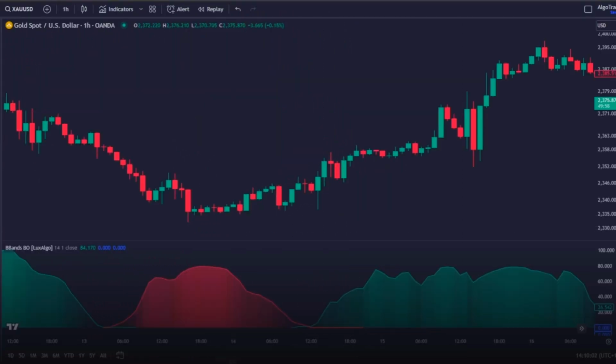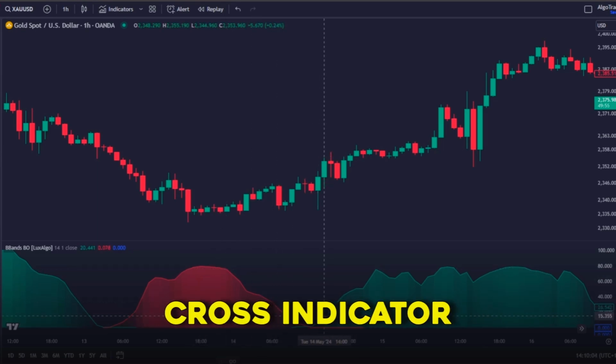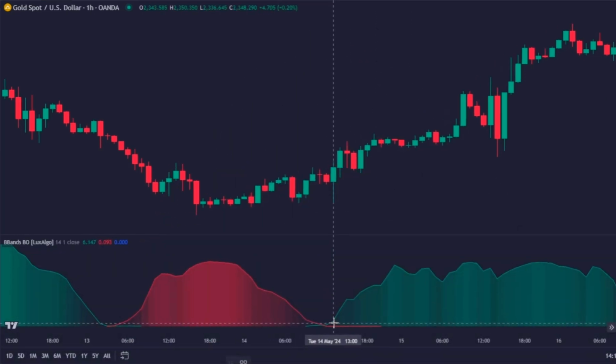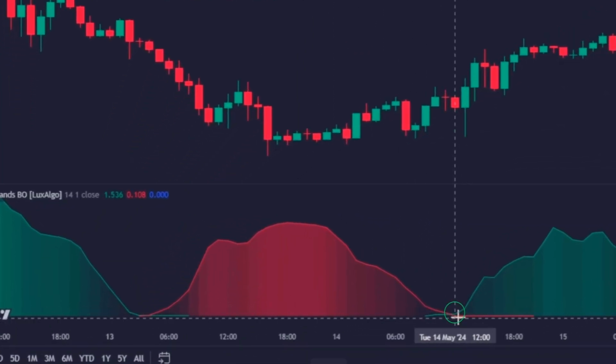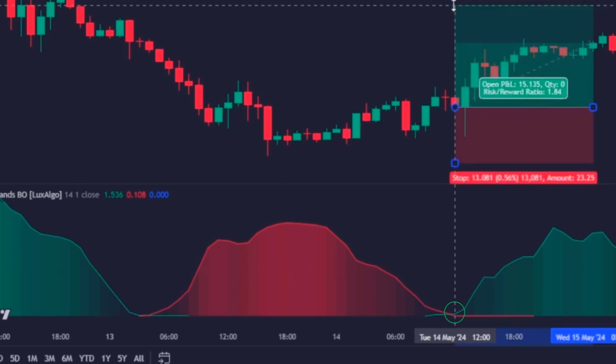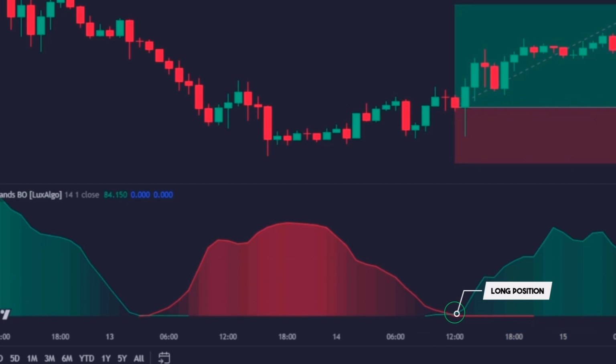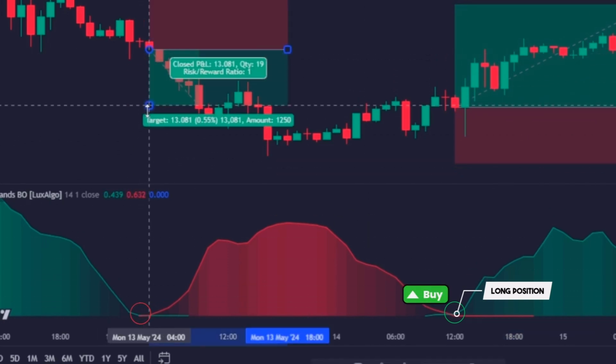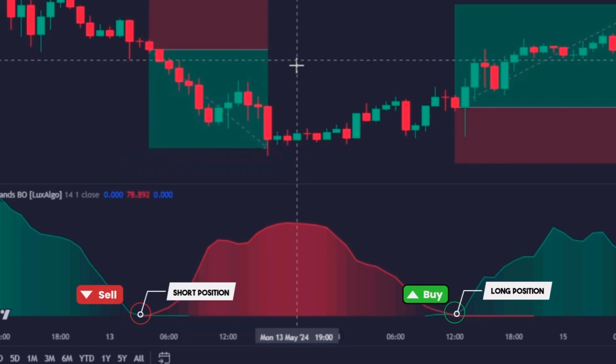This tool is plotted on your chart as a two lines cross indicator, and it is very simple to use. For entry points, when the green line crosses above the red one, it means it can be a good opportunity to enter in a long or buy position, and when the opposite happens, it can be a good time to enter in a short or sell position.